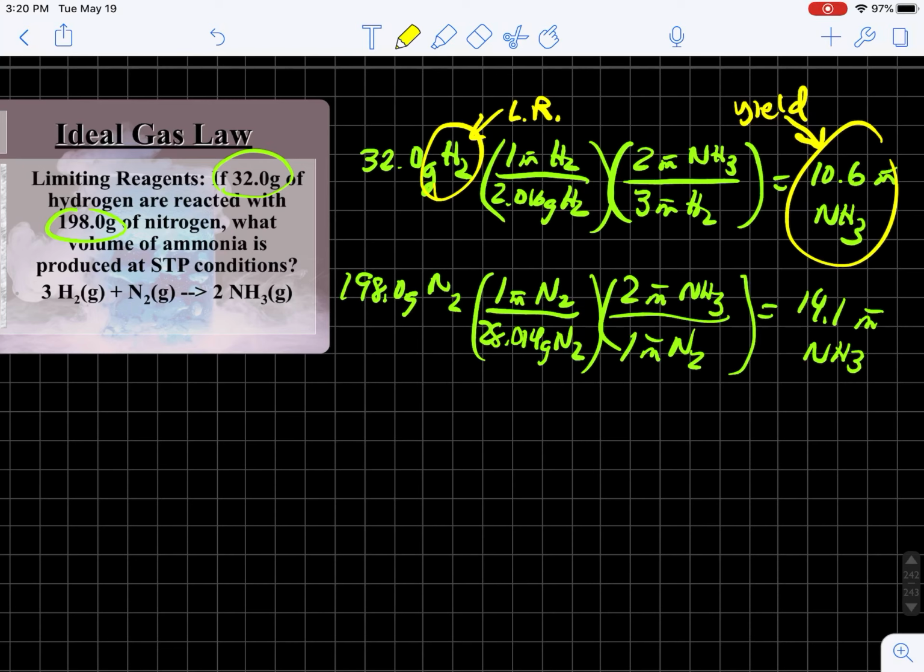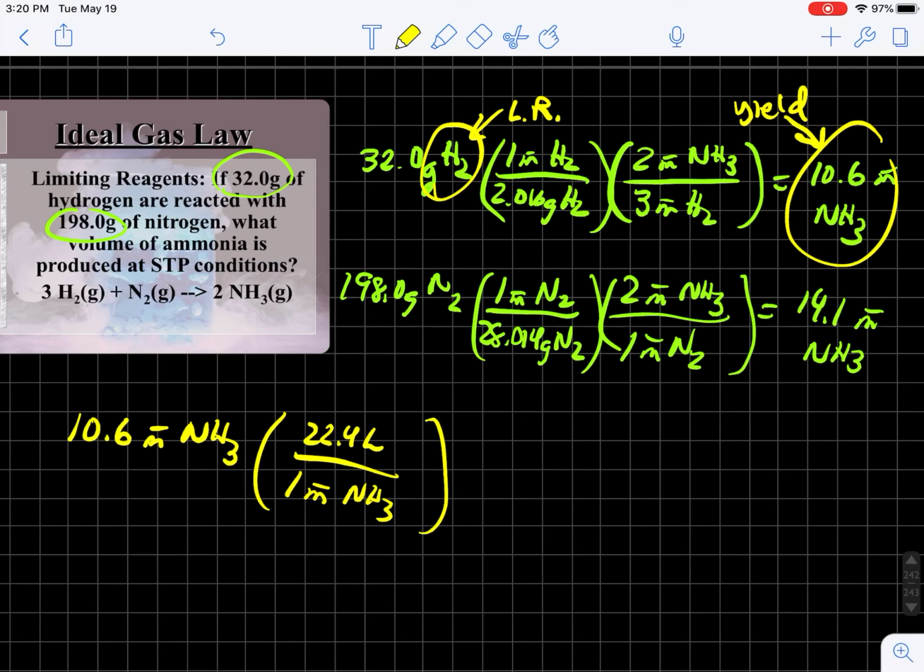So now that I know the yield, they want volume. So 10.6 moles of ammonia, and I know that for every 1 mole of ammonia, it occupies 22.4 liters of space. So we get 237 liters.